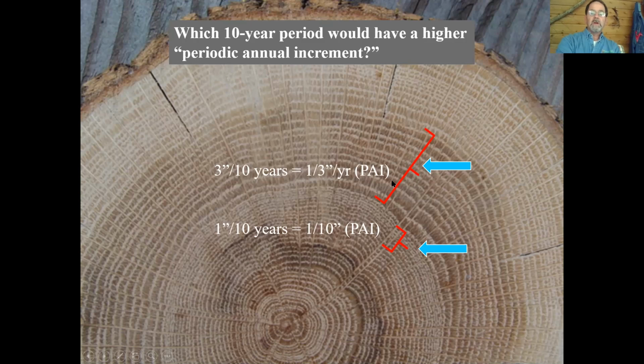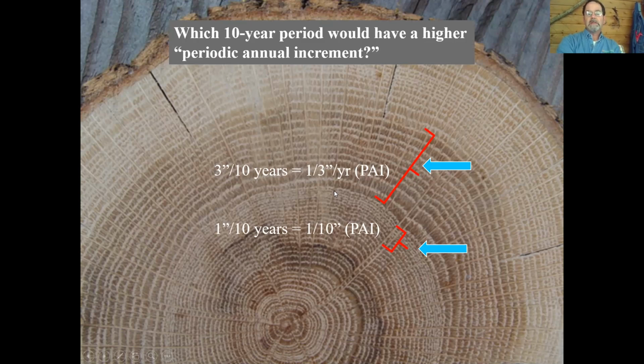Now remember, a tree doesn't just grow on one side, it grows on both sides. So really, that tree hasn't grown 1.5 inches over this 10-year period. It's grown 3 inches. 1.5 inches twice is 3 inches. Now, when we divide that 3 inches by 10 years, that gives us a periodic annual increment of 1/3 of an inch per year. So we've averaged 1/3 of an inch, some years a little bit better, some years a little bit worse, but we've averaged 1/3 of an inch over the 10-year period.